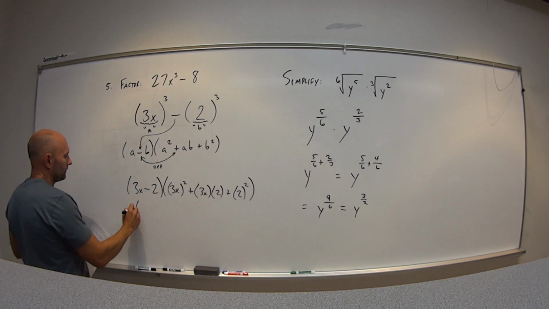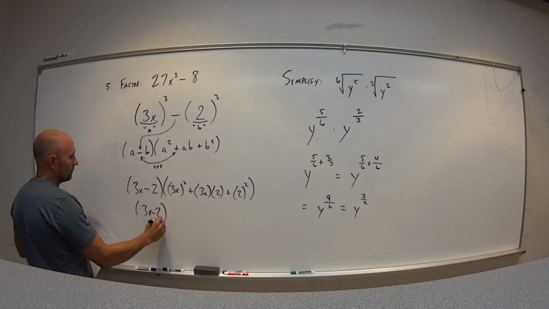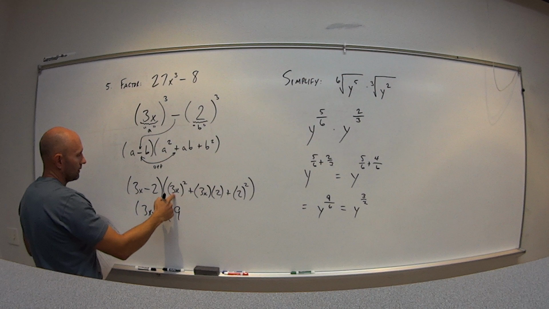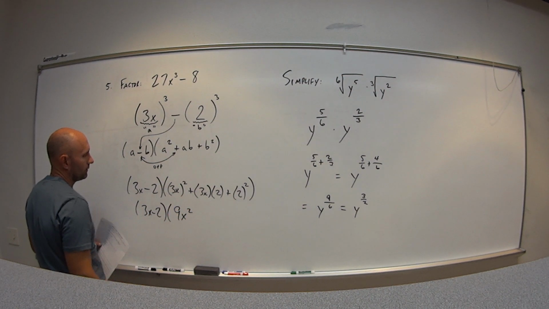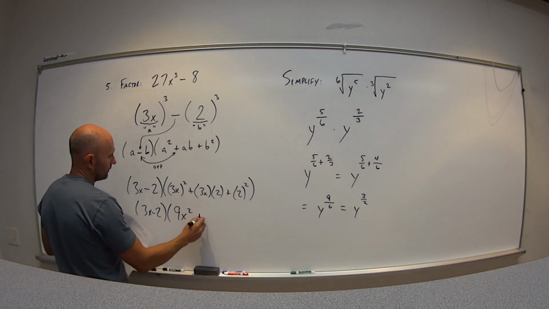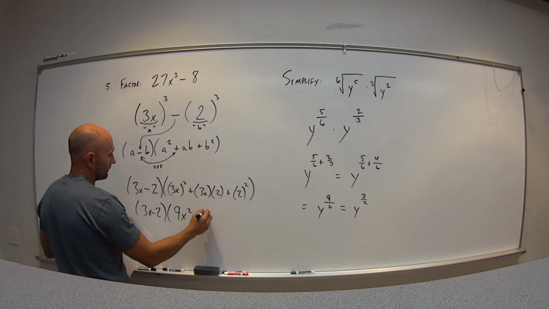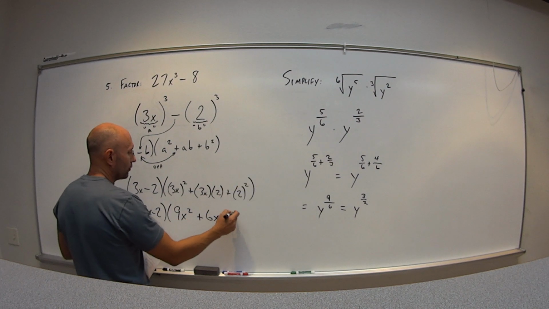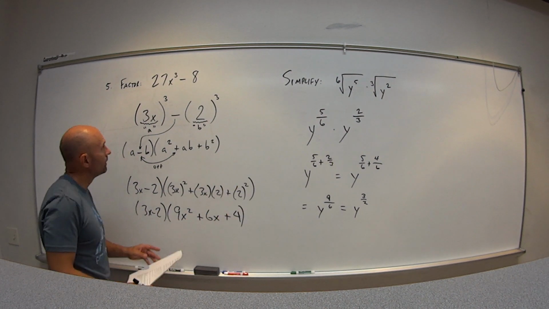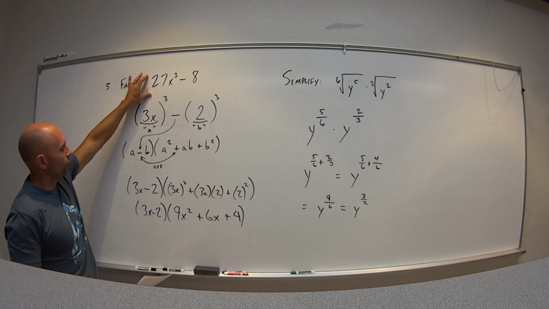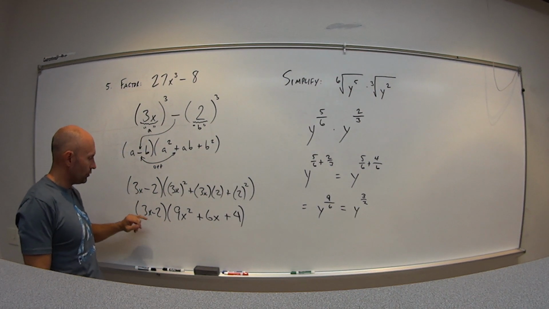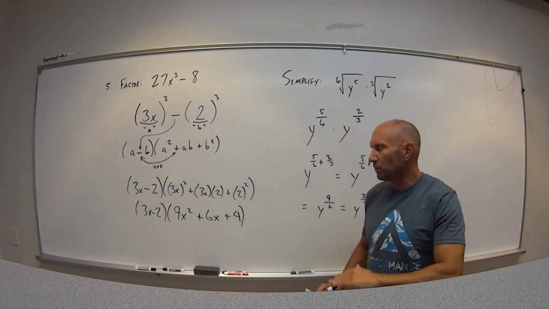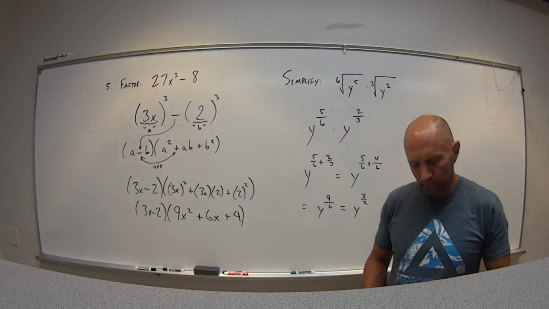So simplify this, I get 3x minus 2 times 3x squared, well 3 squared is 9, x squared is x squared. Plus 3 times 2 is 6 times x, so 6x. And then plus 2 squared is 4. So 27x to the third minus 8 factors into 3x minus 2 times 9x squared plus 6x plus 4.